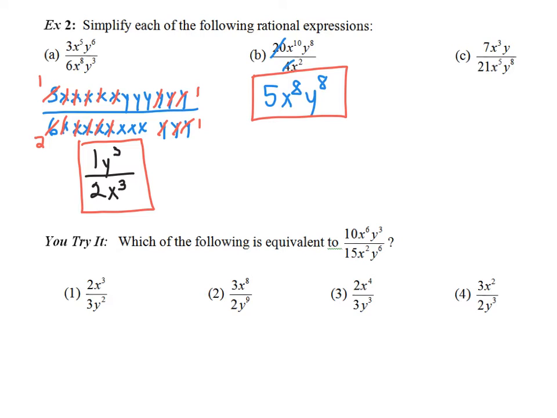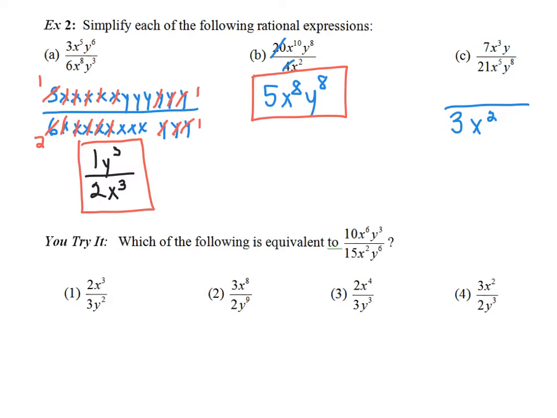For part C, 7 and 21 can both be divided by 7, so that's going to leave me with a 1 on top and a 3 on the bottom. x to the third on top and x to the 5th on the bottom. I can think of this as 2 extra factors of x on the bottom, or I could also do the division by subtracting exponents. 3 minus 5 gives me negative 2, but x to the negative 2 in the numerator would move to the denominator as an x squared.